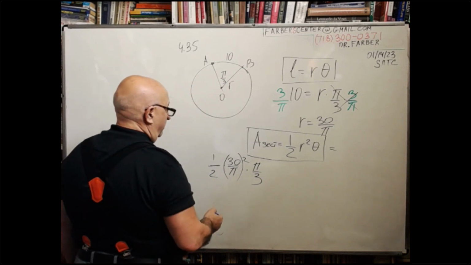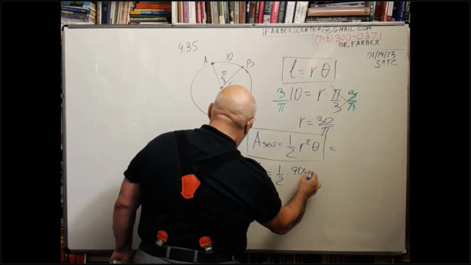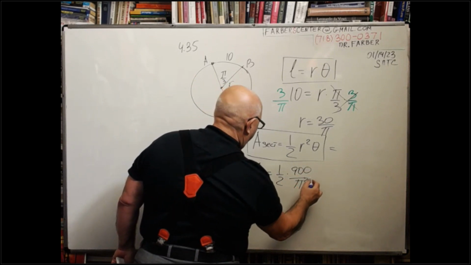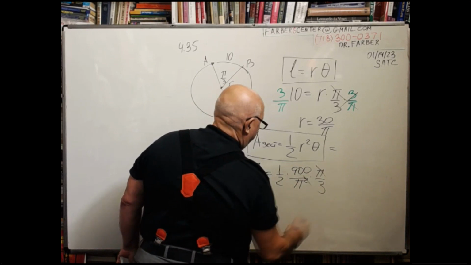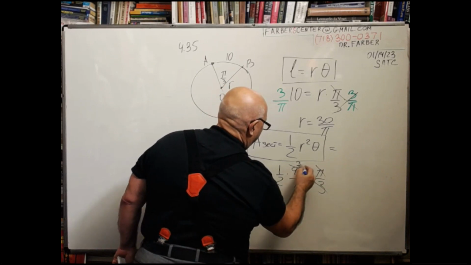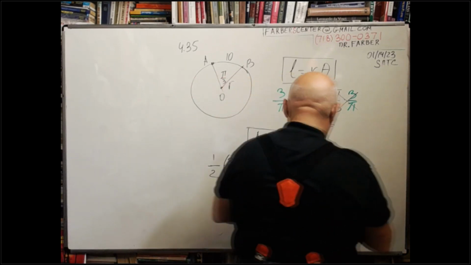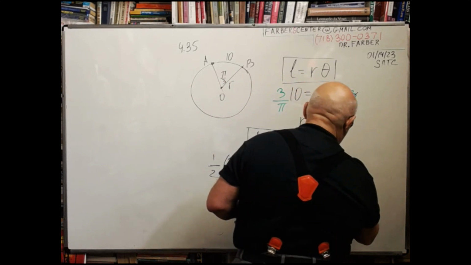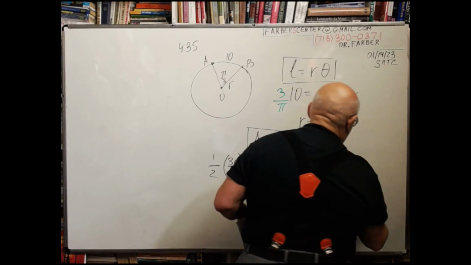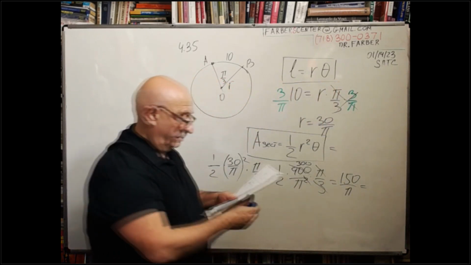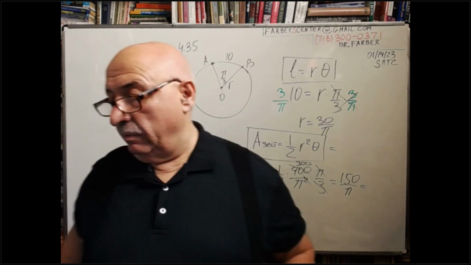Just operate with this. It will be 1 over 2 times 900 over pi squared times pi over 3. Pi cancels one power. 3 goes into 900, 300. Divided by 2 is 150. And it's 150 over pi. Since we have a scientific calculator section, you can divide and get the answer in numbers. Okay, you see, I show today that we solve all these problems.